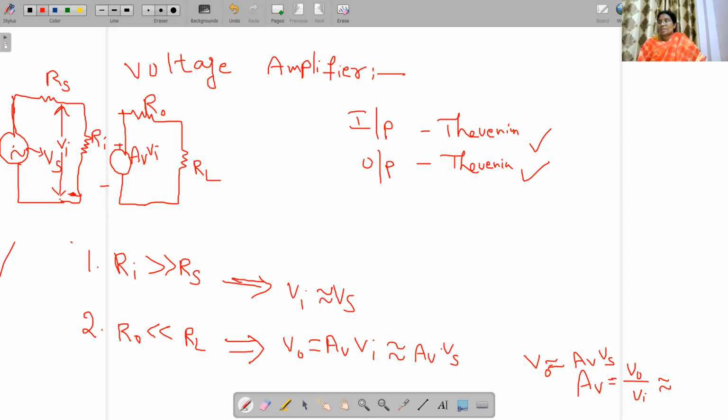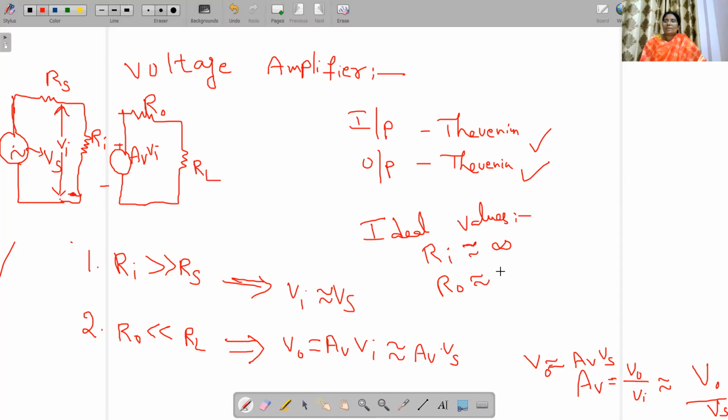or it is approximately equal to Vo by Vs. Okay, now this is about the voltage amplifier, and then we'll go for the ideal values. So these ideal values of the voltage amplifier are, if Ri is approximately equal to infinity, and Ro is approximately equal to 0.